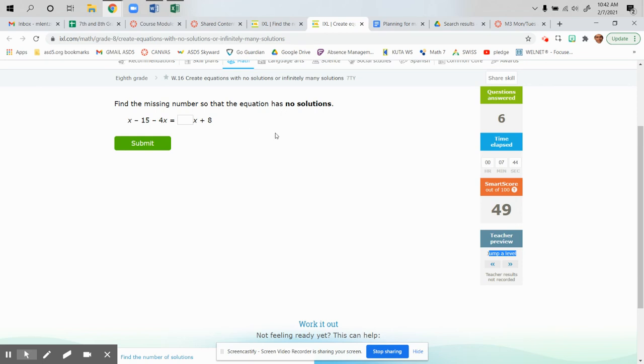I would take a whiteboard for this one, and I would write down the problem because I need to start combining things. I'll do this one for you to show you. X minus 15 minus 4x equals, I'm going to put a big box here. So it says we want no solution. What we need is to know how many x's are on this side, so it equals the same amount of x's on this side. That's how we know there's no solution.